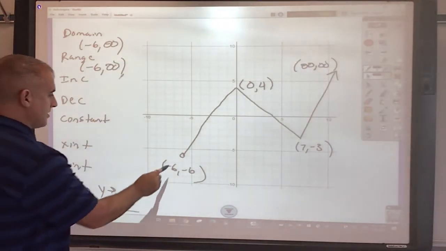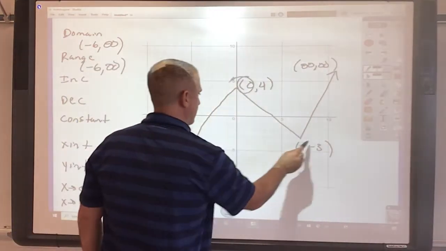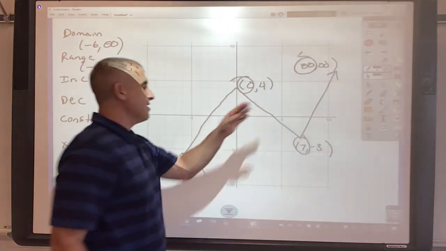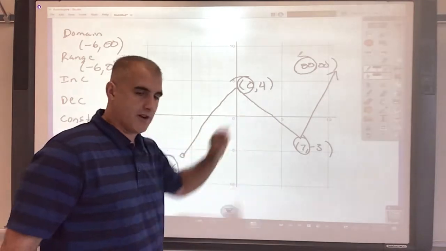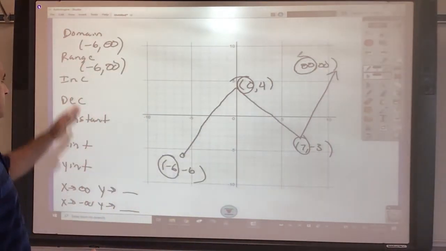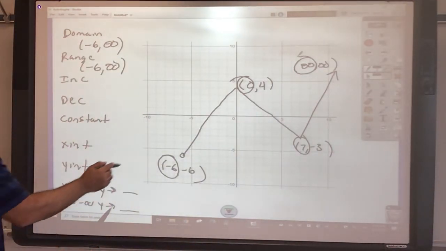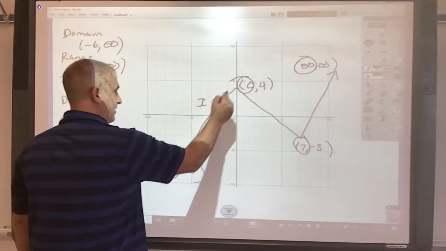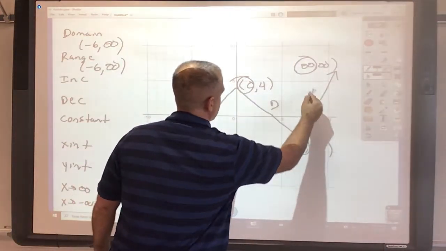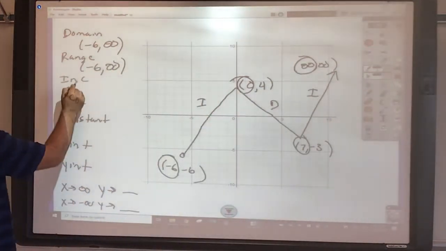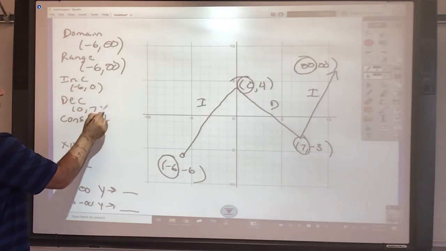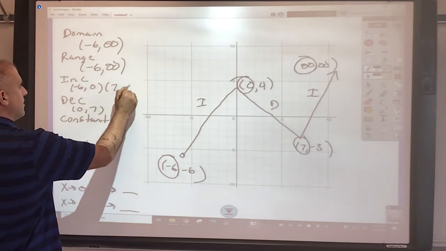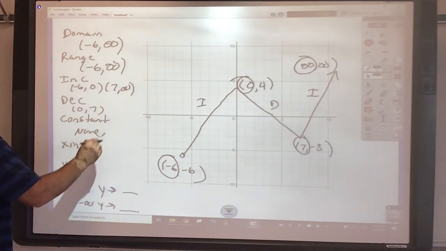So from the increasing, decreasing, all I care about are these. As you notice, I didn't label the intercepts. I don't need the intercepts, like where this crosses here at 4, I don't need that to do these first things. So tracing, this would be an increase, then a decrease, then it finishes with an increase. So it's increasing from negative 6 to 0, then decreasing from 0 to 7, then increasing from 7 to infinity. Constant: there is none.